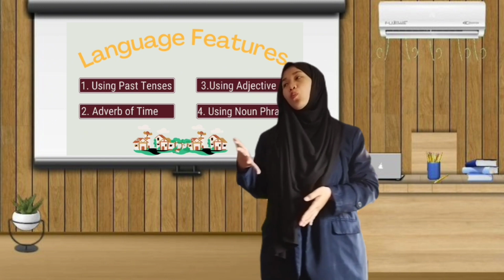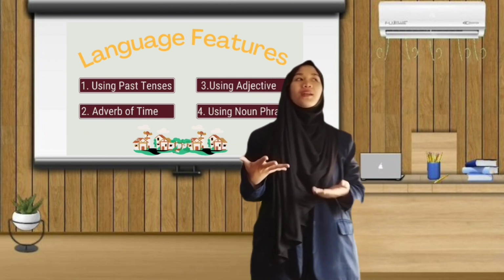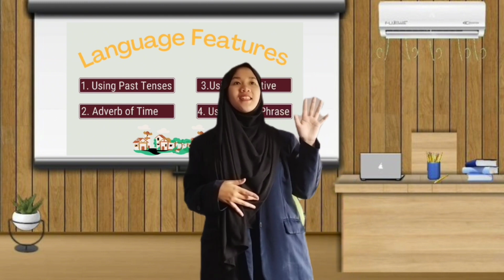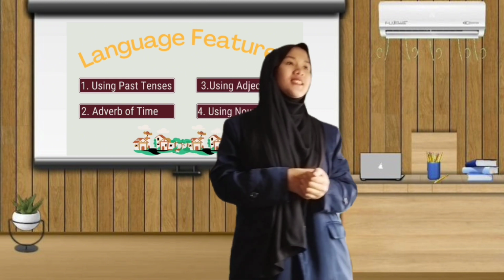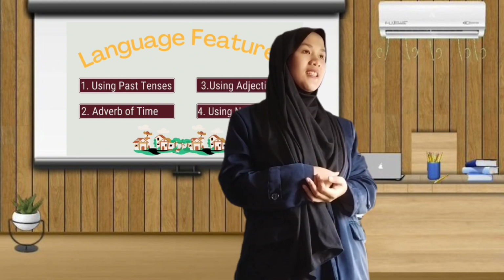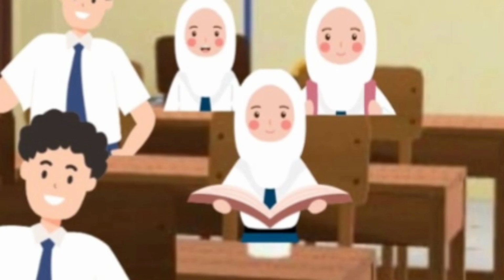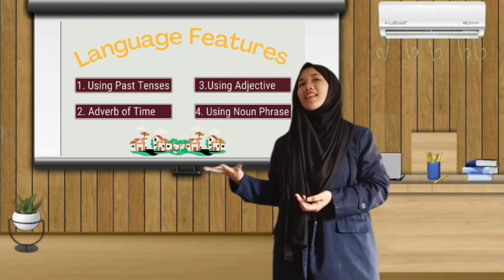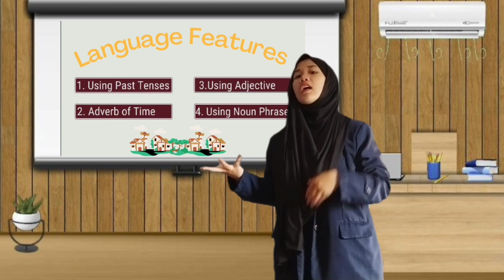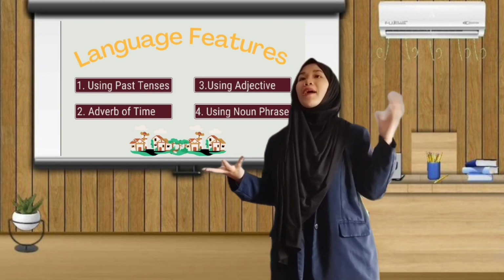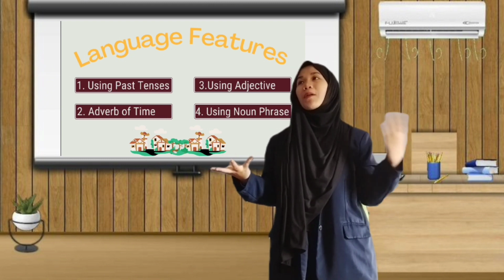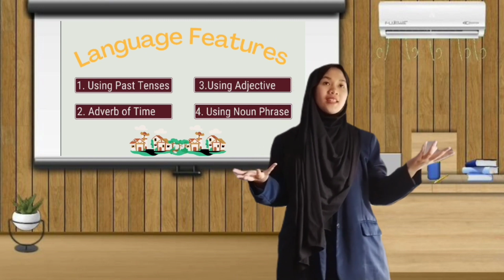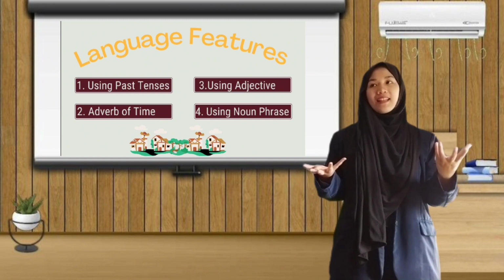First, using past tense. Why does narrative text use past tense? Who knows? Okay, please, Santi? Because the event happened in the past. Ah, that's right. It's because narrative text is explaining about a past story or a past event. So we use past tense to narrate that, okay?